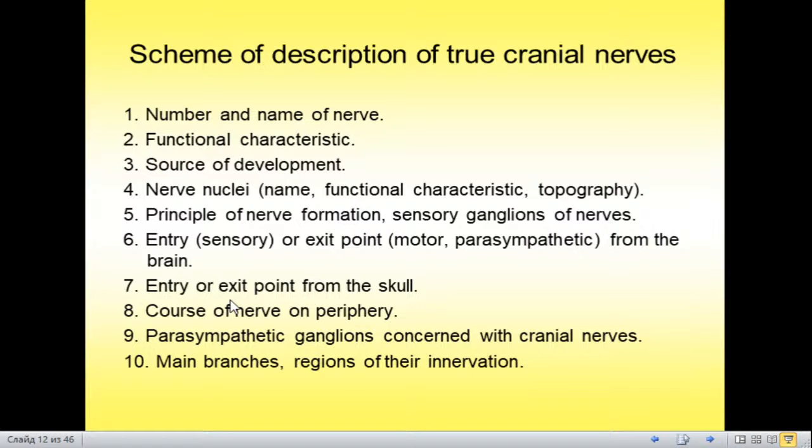Fourth one, nuclei of the nerve. You have to mention their name, functional characteristic. It means it is motor, sensory, or parasympathetic, and topography. Topography means location, which part of brain, cerebral peduncle, pons, or medulla oblongata, and projection to rhomboid fossa. Don't confuse, please, location of nucleus and projection to rhomboid fossa.